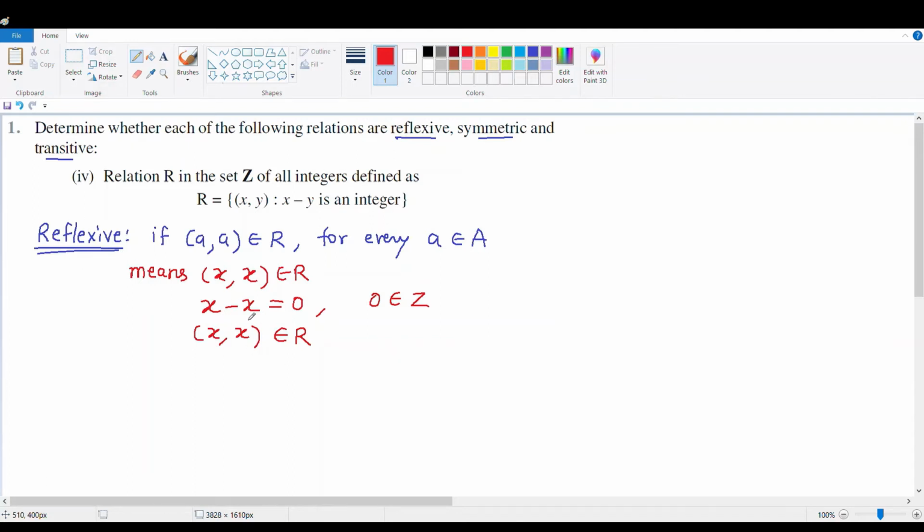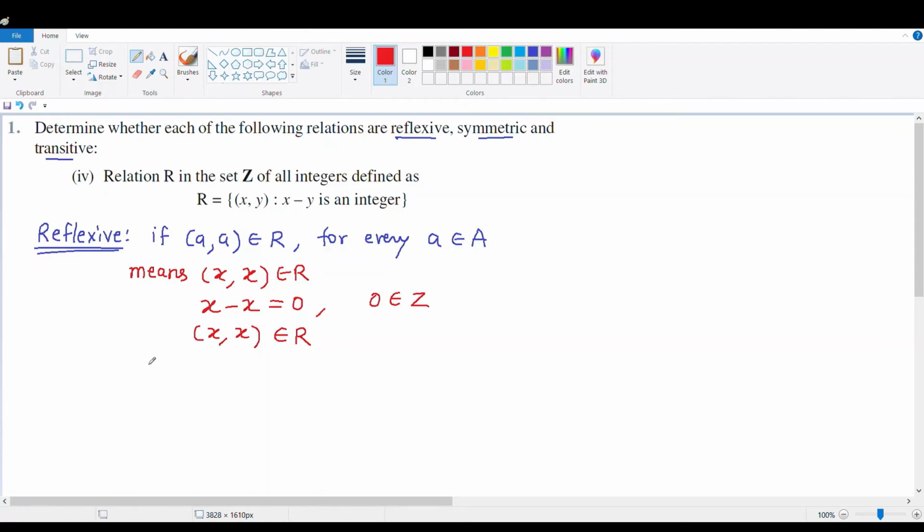So if you try x minus x at any value of x, even negative 1 minus negative 1, you are going to end up getting 0 again. 0 minus 0, 0. 3 minus 3, 0. So for every a which belongs to A, this x comma x will always give you the difference 0, and 0 is a member of the integer set Z. So x comma x belongs to R for every x which is in A.